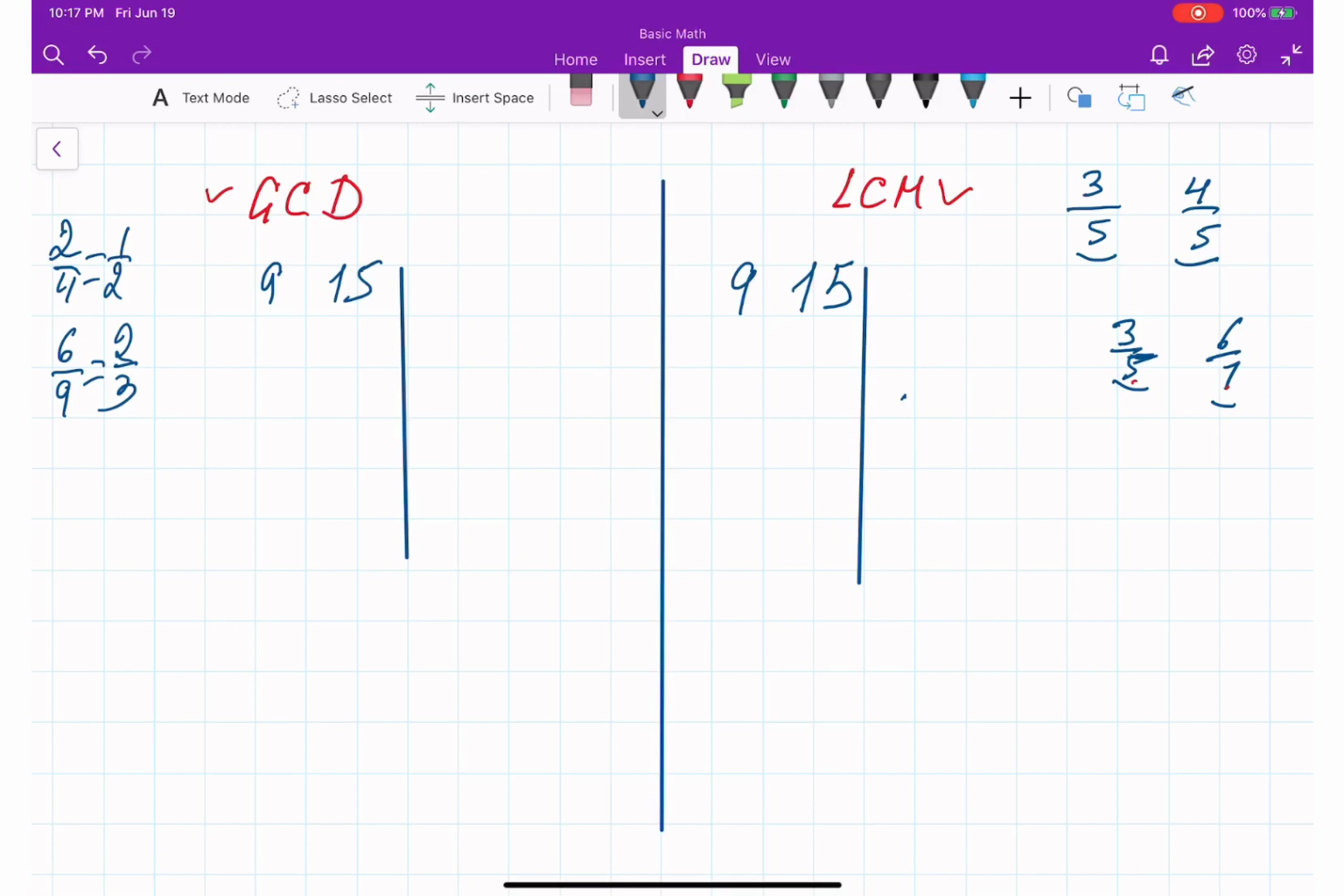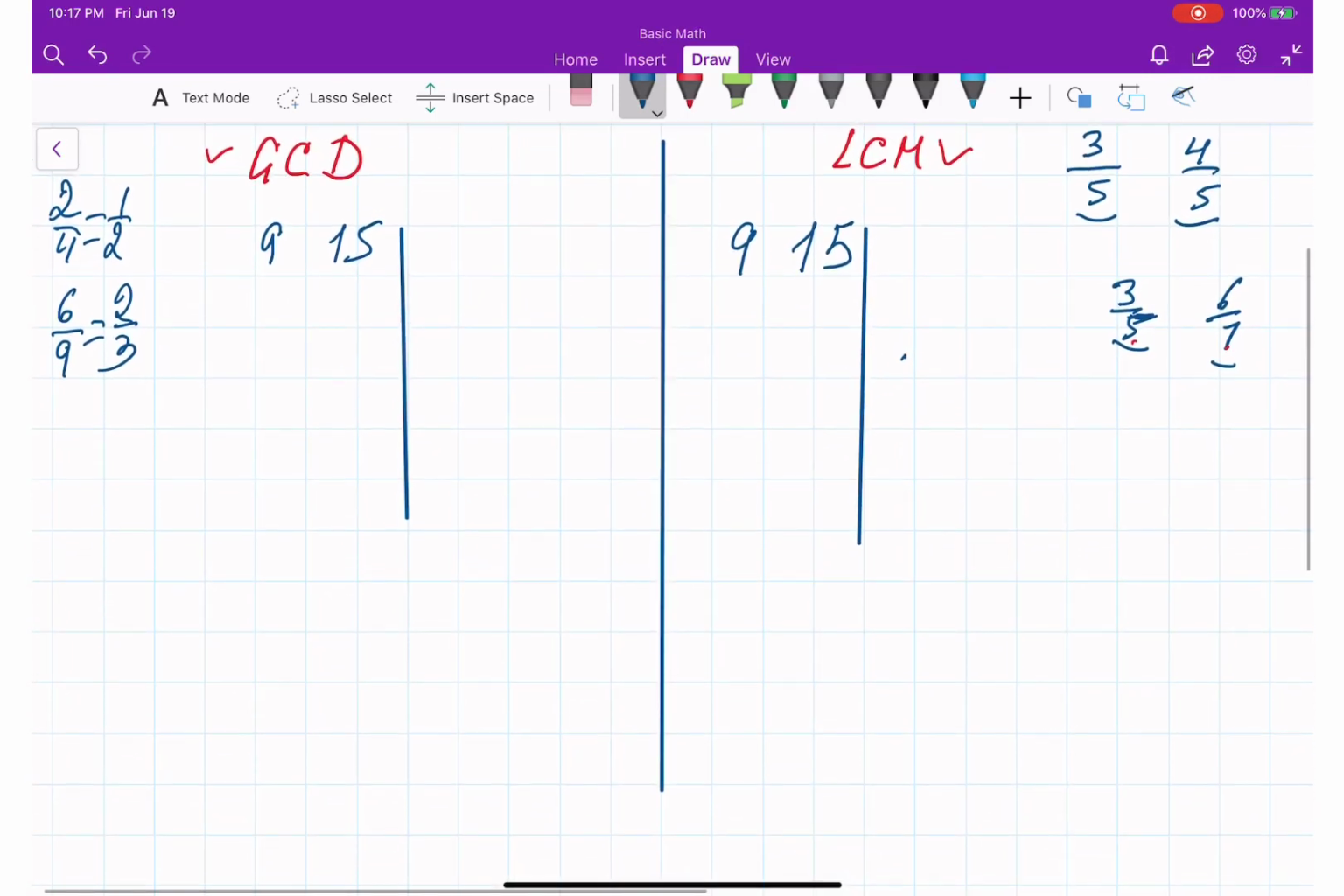We take the first number 9. What's the smallest prime number 9 can be divided by? It's going to be 3, right? So when I divide 9 by 3, I will get 3. Is 15 divided by 3 also? Yes, we get 5. Next, this 3. What is the smallest prime number that can divide 3? 3. Okay, we're getting 1. And 5 is not divisible by 3 without remainder, so we don't divide 5. Divide by 3. So we got 1, 5.